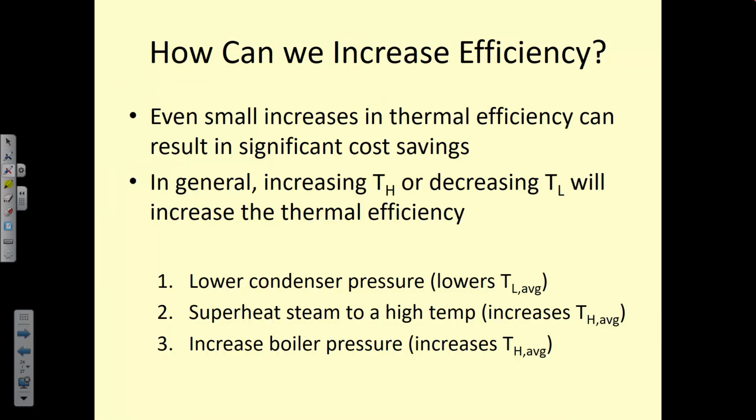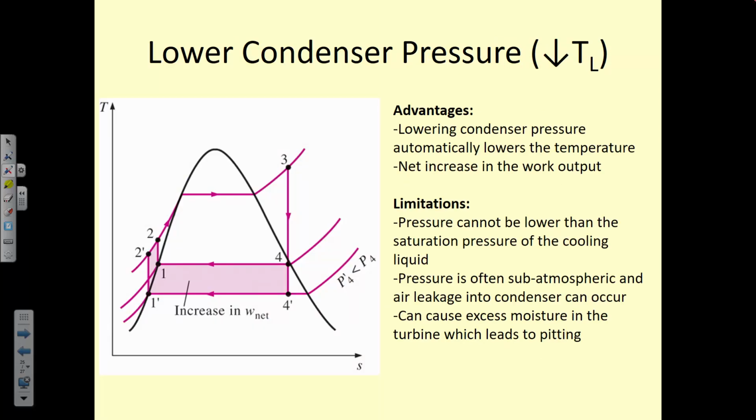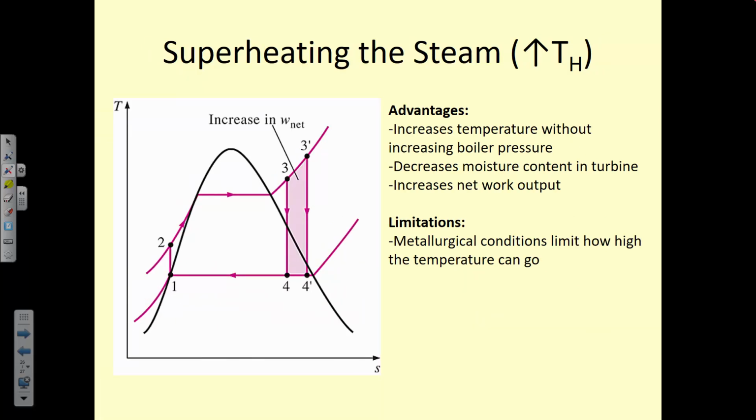Okay. So we can increase the efficiency a couple of different ways. One is to lower the condenser pressure. The advantage of doing that is that it automatically lowers the temperature at the output of the turbine, so it gives us a net increase in work. However, if we lower the pressure too much, then we can have seepage into the condenser from the outside air because it's subatmospheric. And also if the condenser pressure is too low, then too much liquid condenses in the turbine, which can cause pitting and other things that we don't want.